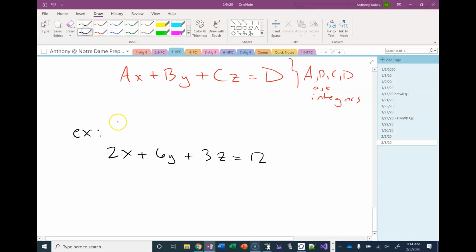Now suppose we were asked to graph this. The easiest way to try to graph one of these things is to try to make this right-hand side equal to 1. What can we do to both sides of this equation to make that right-hand side equal 1? How about dividing by 12? Everybody okay with that plan? So when I do that, 2 divided by 12 gives me 1/6. 6 divided by 12 gives me 1/2, and 3 divided by 12 gives me 1/4.